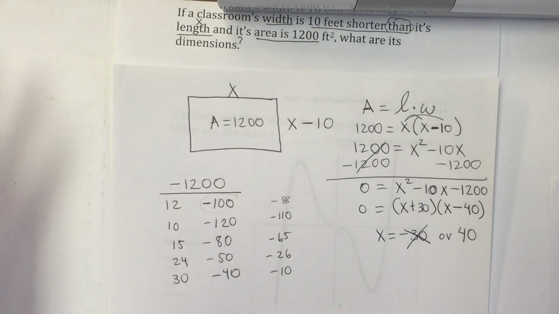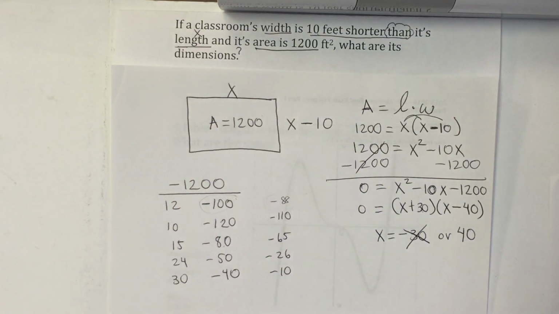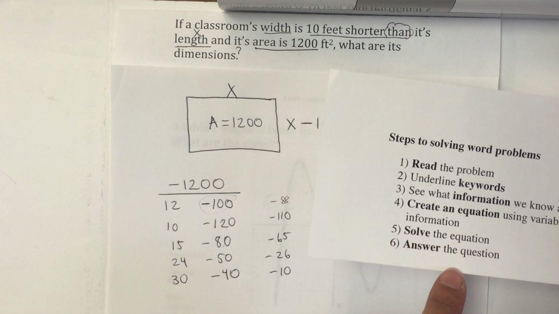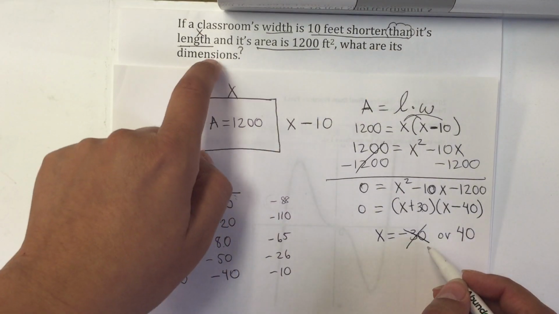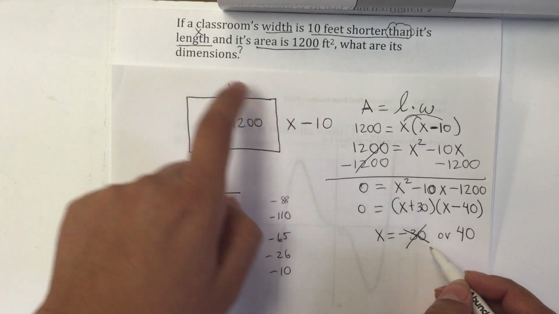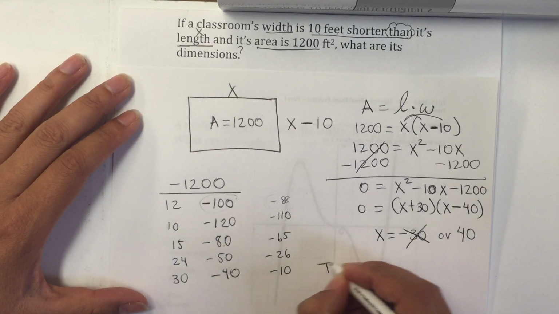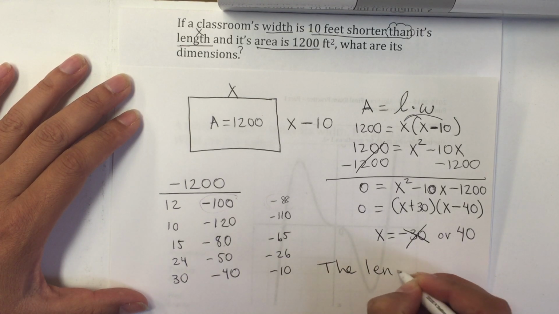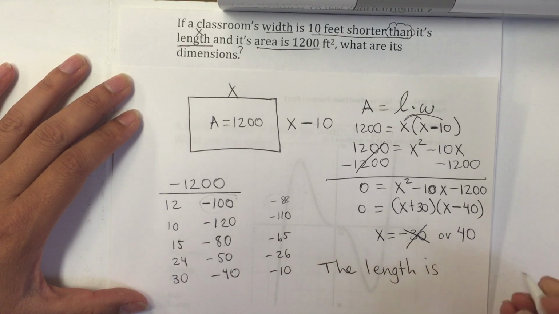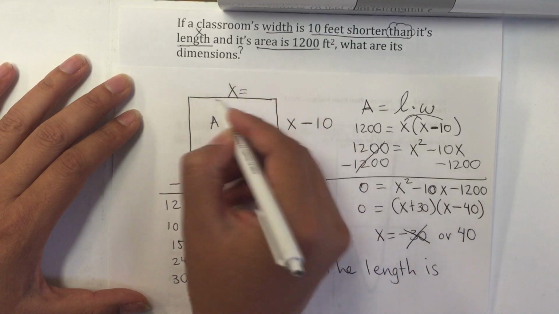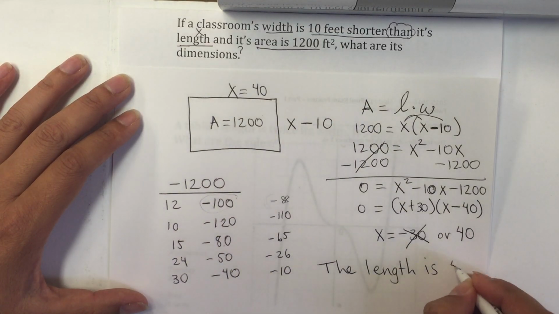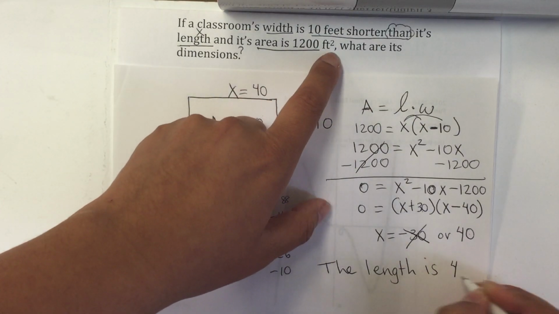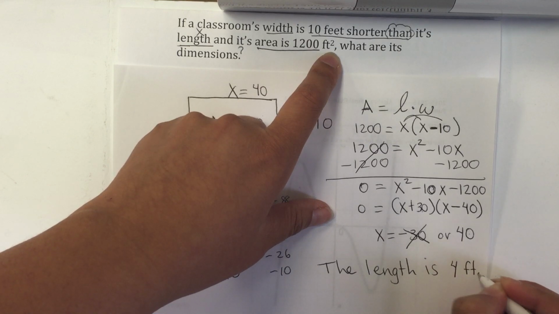So let's see, what is the question asking? Which is my last part of solving. I already solved the equation. Now answer the question. And so what are its dimensions? So now it's asking for both the length and the width. And you can answer. The length is, and this is the length, so if we replace x, it is 40, and 40 what? Now we have a specific unit, so it's feet, 40 feet.